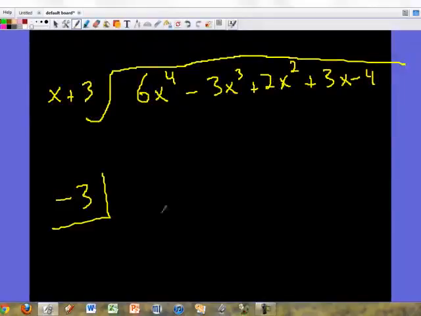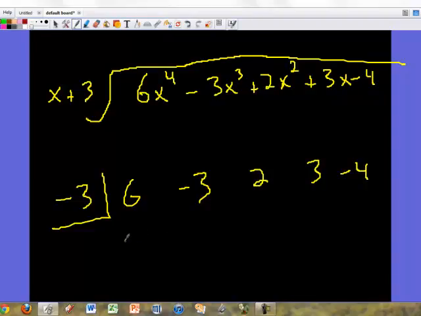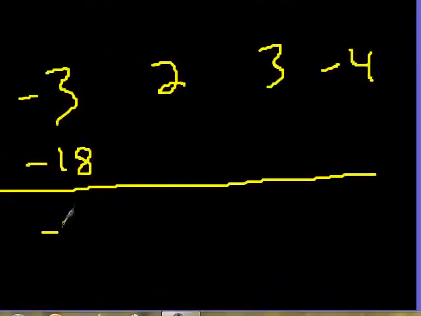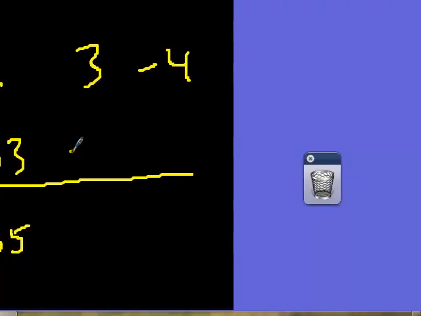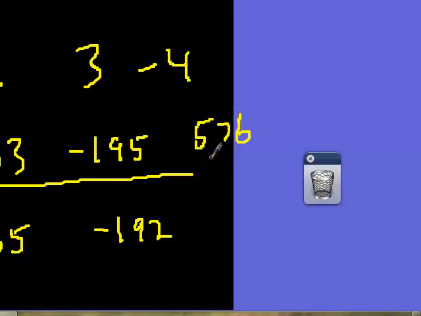So in the box goes -3. Put down your coefficients. I know, it's slanting. You'll live. Multiply, you get -18. Add, -21. Multiply, you get 63. Add, you get 65. Multiply, you get -195. Add, -192. Multiply, let's see here, it's going to be 6, 7, 5. Add, you get 572.